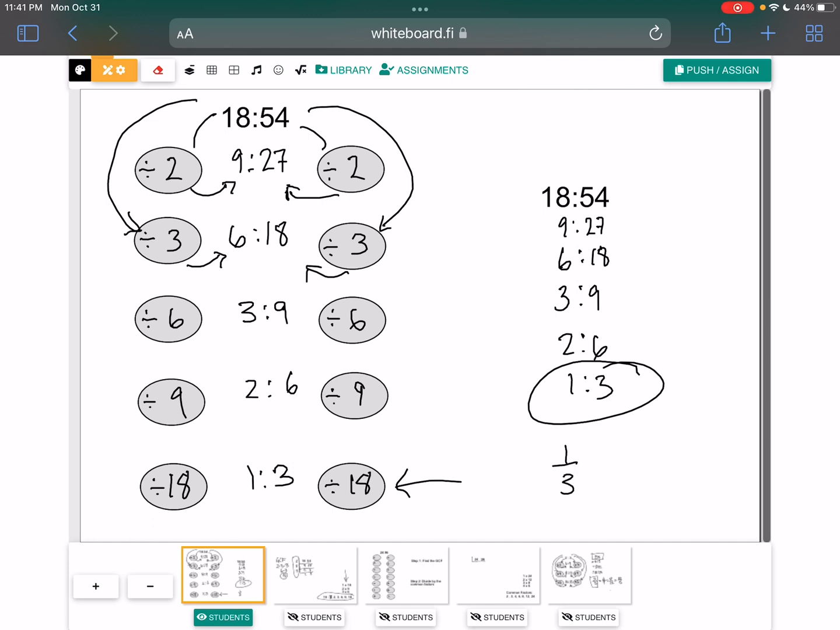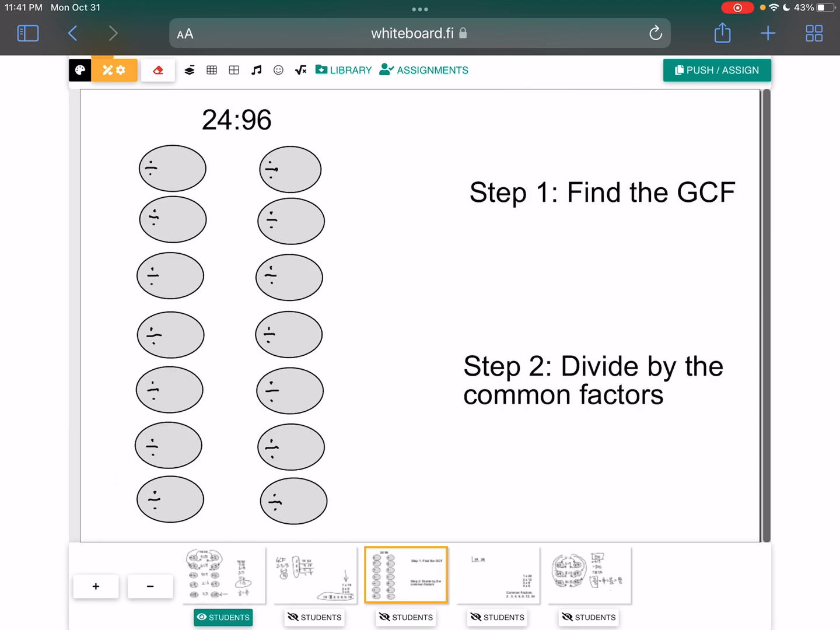And you've seen these kind of equivalencies before, right? You've seen them in fractional form, but it's true also in ratio. Well, now it's your turn to try this. I have two numbers on the screen in front of you. 24 to 96 is the ratio. Remember, step 1 is to find the greatest common factor, and step 2 is to divide by the common factors. If you find the greatest common factor, you find all the factors. Go ahead and give it a try. Pause the video, then come back to me.